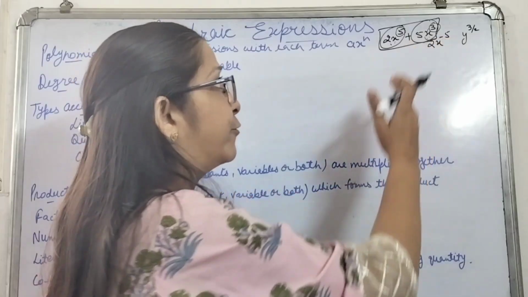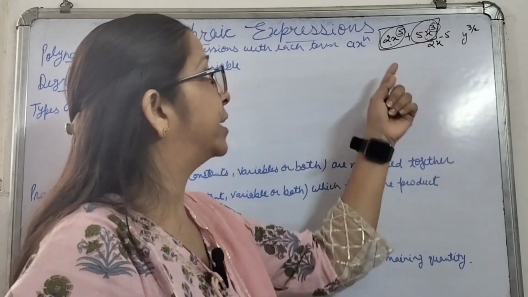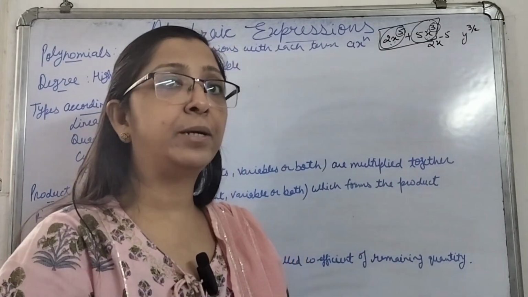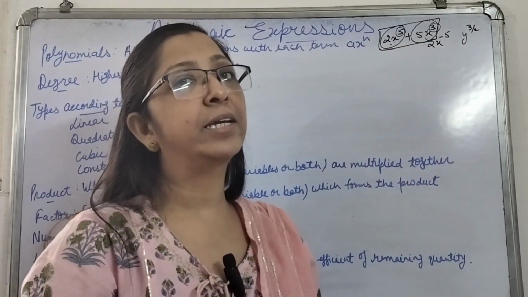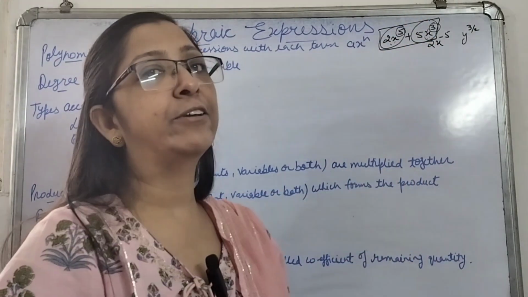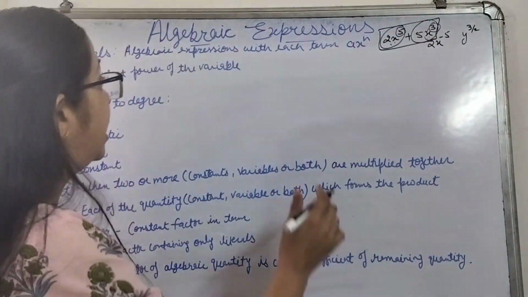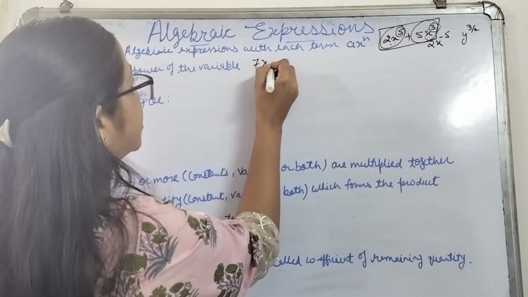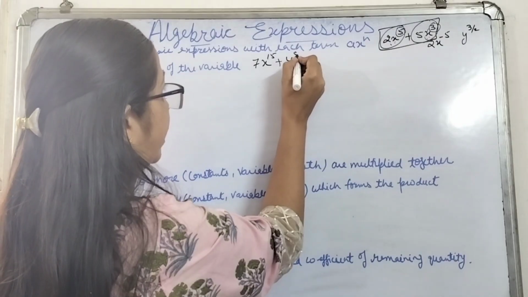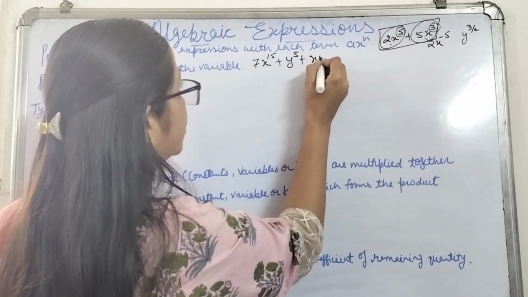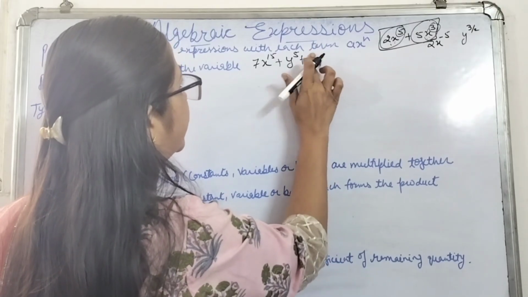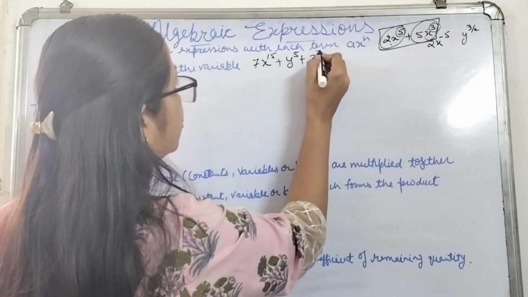Individually for each and every term, we will be finding the highest power of the variable, and then we will be checking which term is having the highest power of the variable. That number will give you the degree of the polynomial. Like if I am going to say 7x raised to the power 15 plus y raised to the power 5 plus, we are taking another variable over here, that is z raised to the power 7.